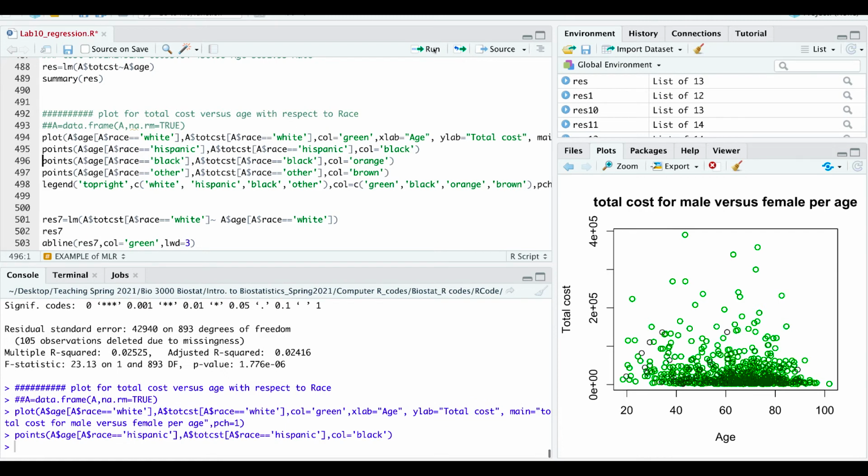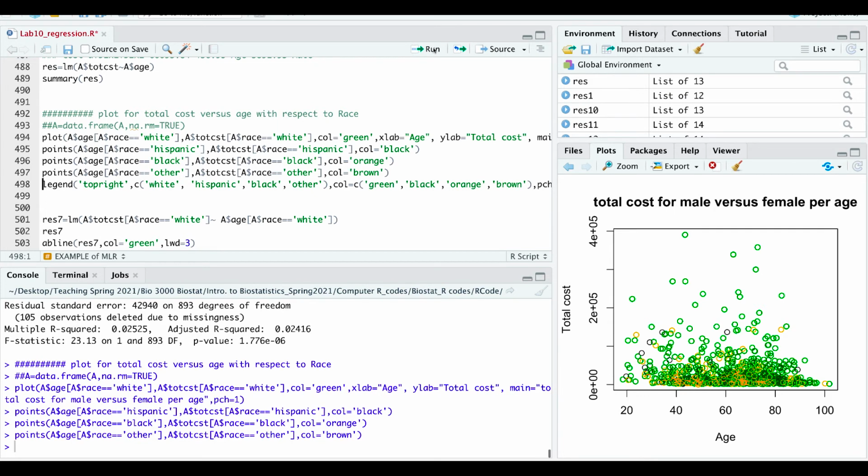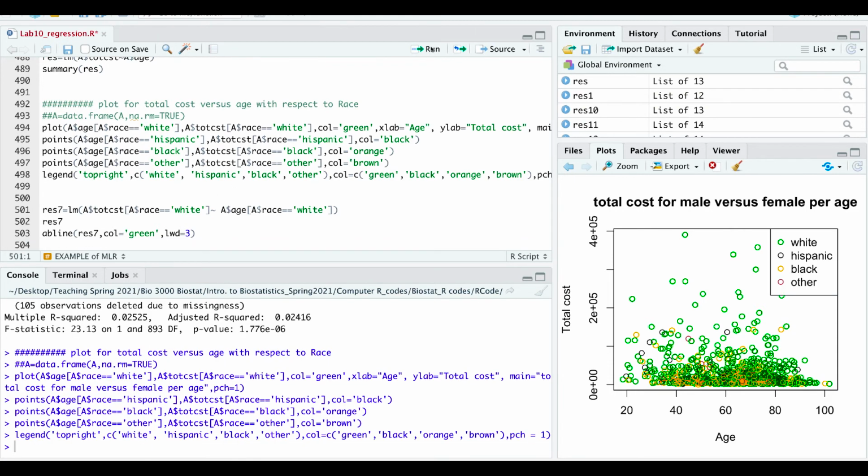The black one is for Hispanic, the orange one is for the African American, and then the other one, the brown color, is for the other type of people, other skin color. Now I'm writing the legend: white, Hispanic, black, and other.